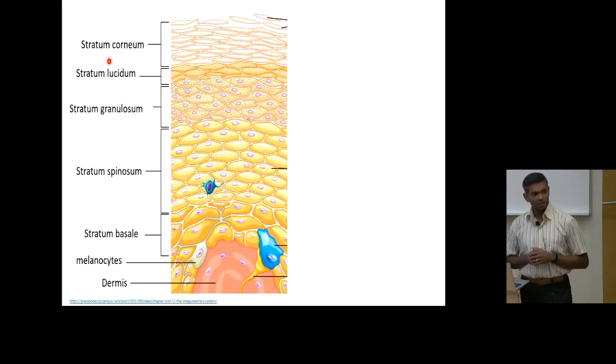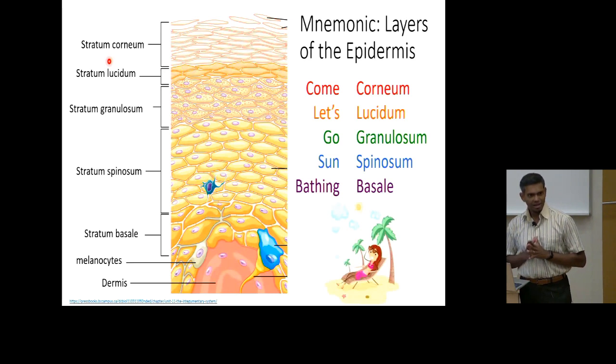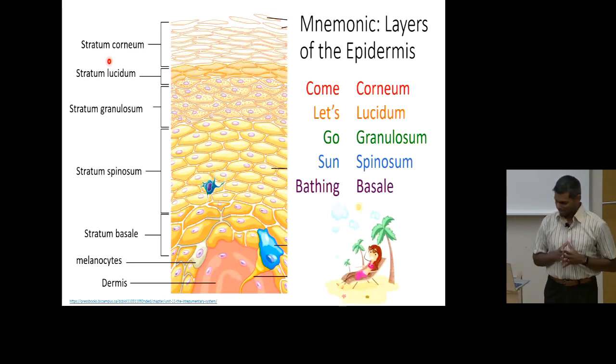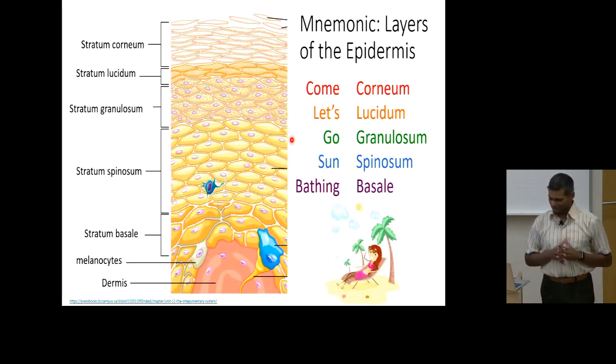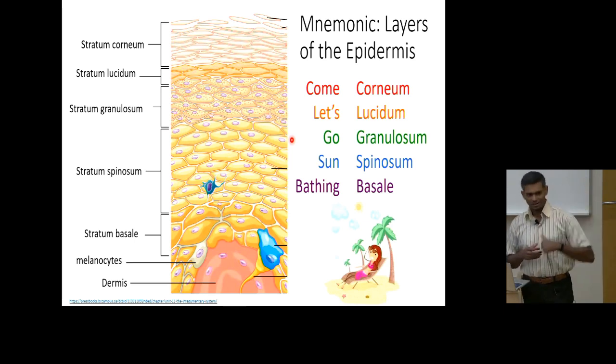And I want to help you remember these different names by using a fun mnemonic. The mnemonic is kind of ironic because it says, "Come, let's go sunbathing." I say it is ironic because we will talk about the risks of increased exposure to sunlight. But I just think that it is ironic and funny, and it helps you remember the different layers of the epidermis.